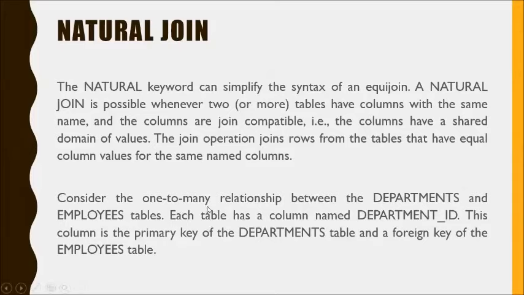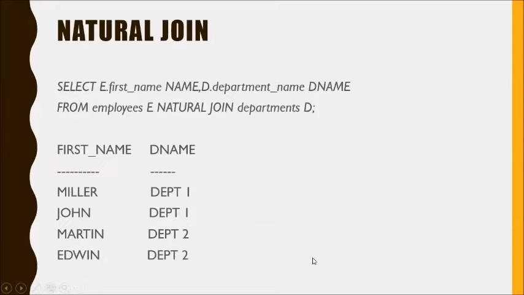Consider the one-to-many relationship between the departments and employees tables. Each table has a column named department_ID. This column is the primary key of the departments table and a foreign key of the employees table. For example: select E.first_name, D.department_name, D.name from employees E natural join departments D.